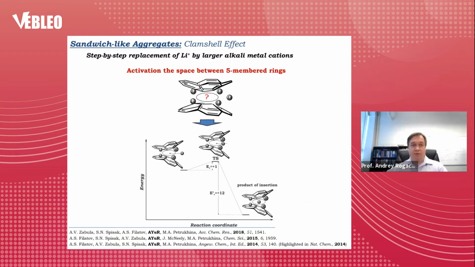And we found that if we do step-by-step replacement of lithium cations by larger alkali metals, at some point, we open the gap and lithium cation can go inside. So here I'm just showing the diagram for the most promising candidate, and the minimum number of larger alkali metals is 2, like it's presented here, like 2 potassium cations, and they work like a lifting gate to open the way for lithium cation to go inside.